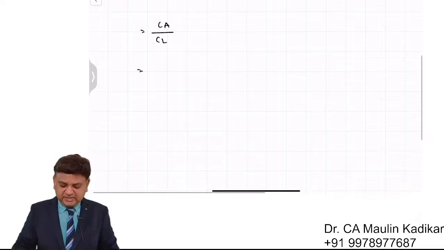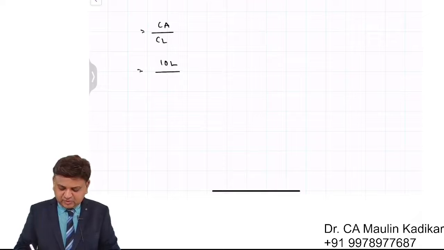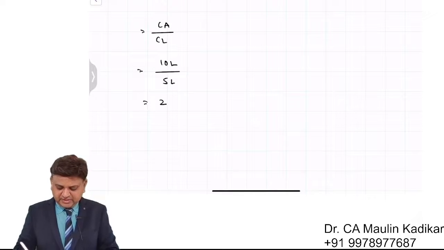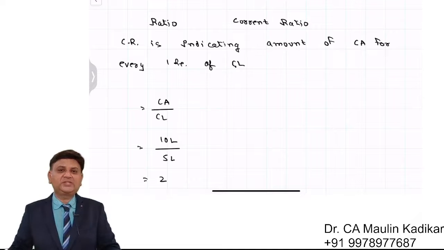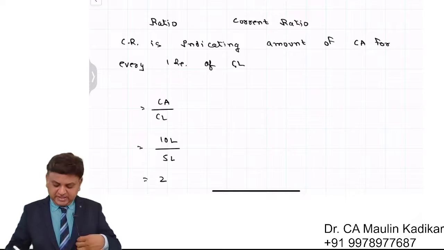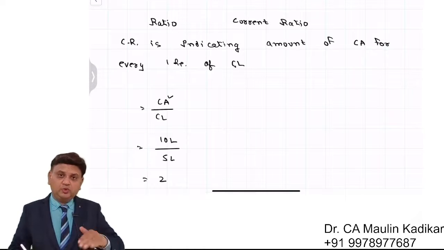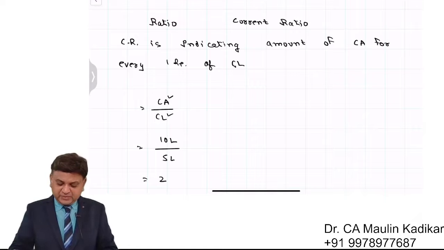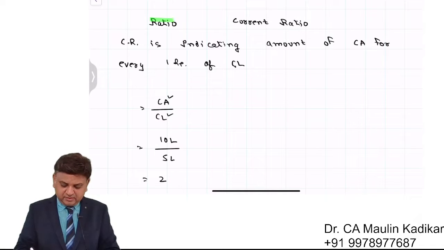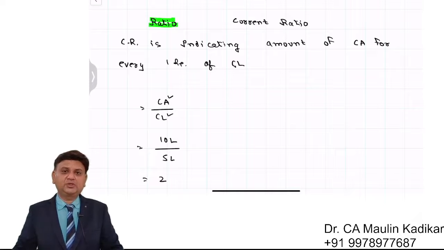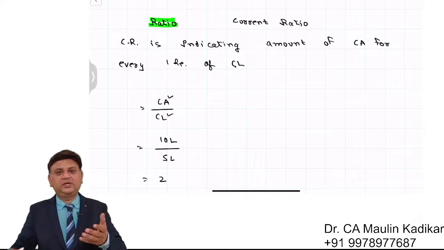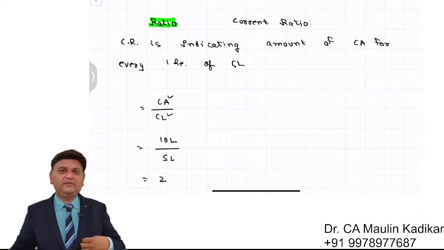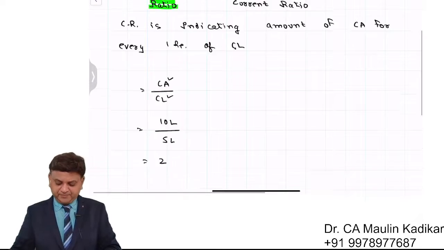What is the current assets? Let us say it is an amount of 10 lakhs and the current liability is, let us say, an amount of 5 lakhs. So the answer is 2. What does this 2 indicate? This is indicating that the current assets is 2 times of the current liability. So for every 1 rupee of the current liability, current asset is 2. That is what this ratio is indicating. So basically the ratios are used to have some interpretation of the values that we have with our financials.